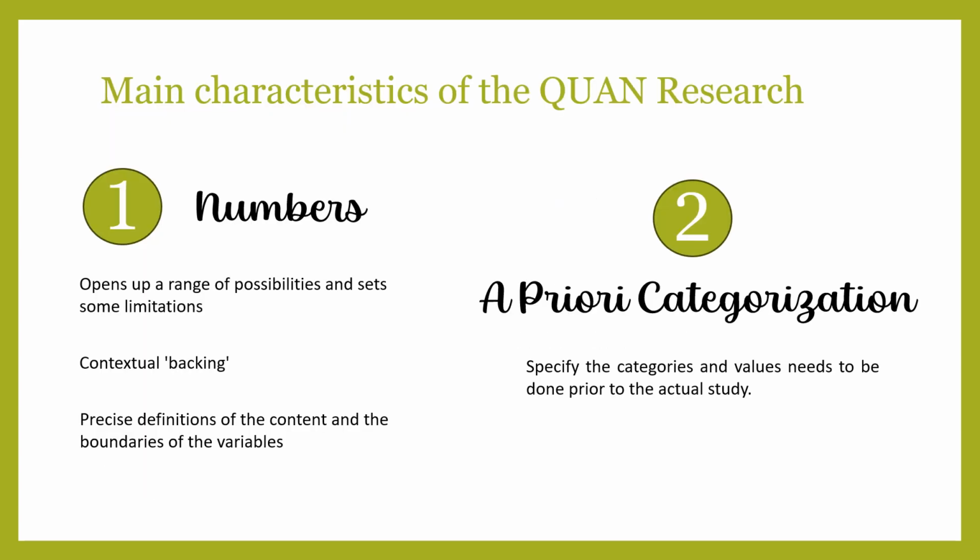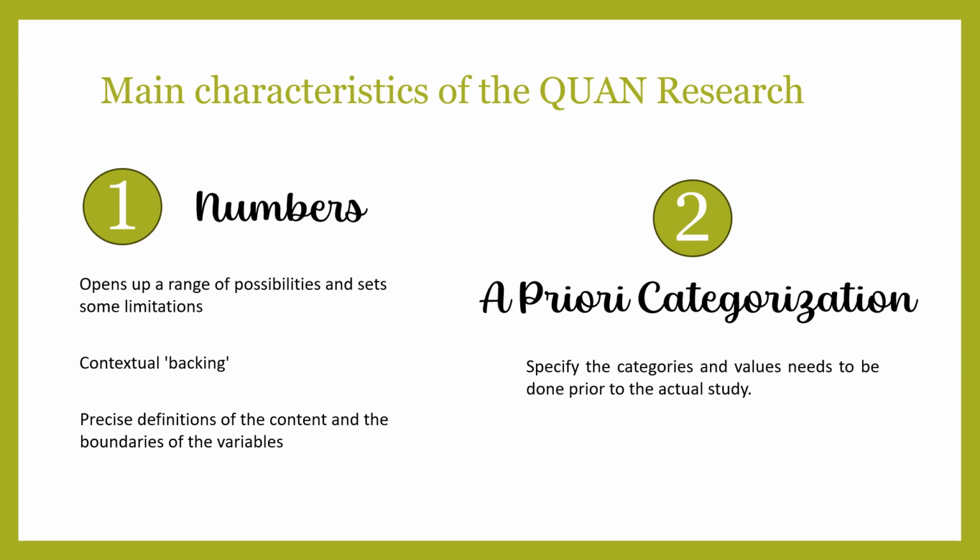Now let's start with quantitative research. What are its main characteristics? First, we have numbers. This is the most important feature of quantitative research because that is a way we can know that we are reading a quantitative research instead of a qualitative research. A qualitative research focuses on opinions.